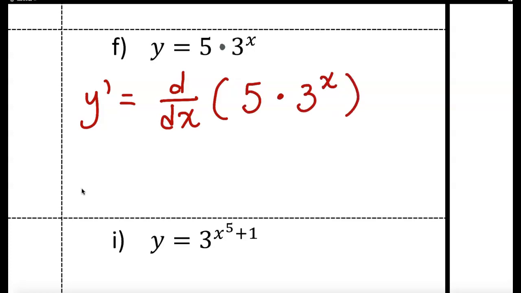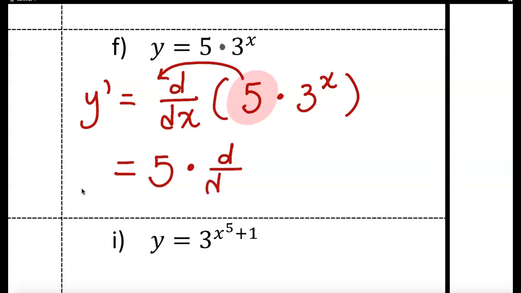All right, you said you wanted to be technical. Then guess what? I can pull out this 5 to the front. I'm sorry, I know you never said you want to be technical. I just wanted to use my new tools. But it's not cooperating. Oh, goodness. But if I pull out this 5, I will get 5 times d dx of 3 to the x power, right?